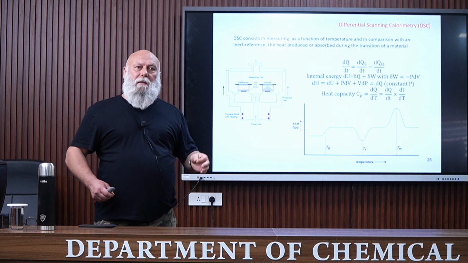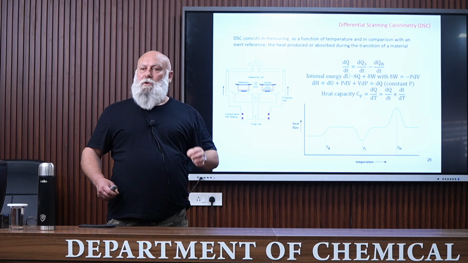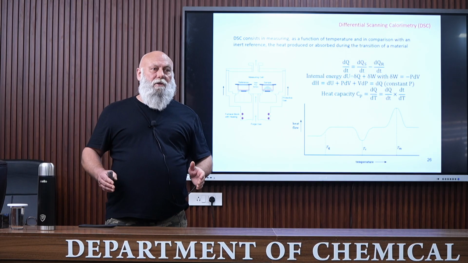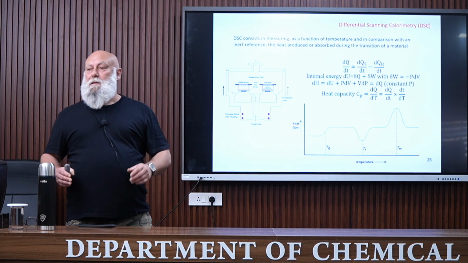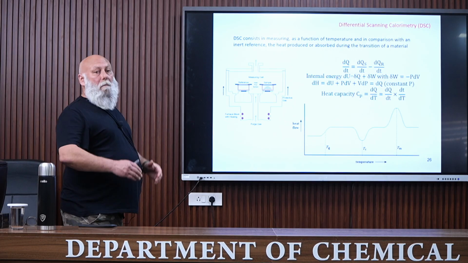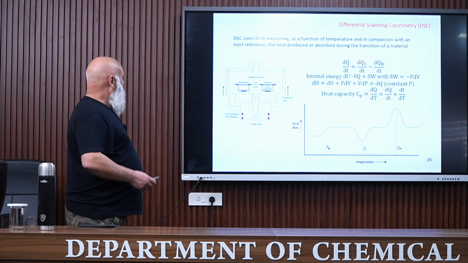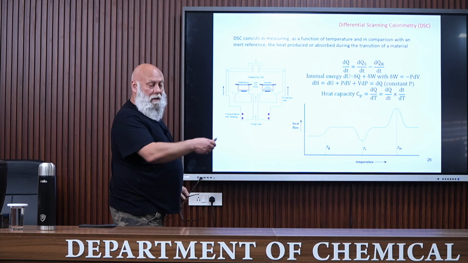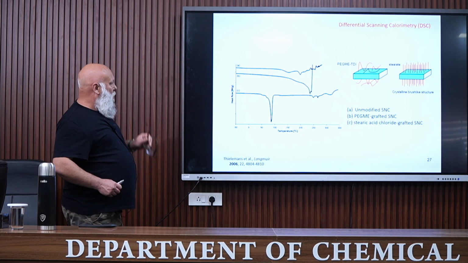The rubbery state is an equilibrium state. The glassy state is not. So it means that the glass transition has all the characteristics of a second order transition, but it is not. So these are the main transitions that we can determine for a polymer.